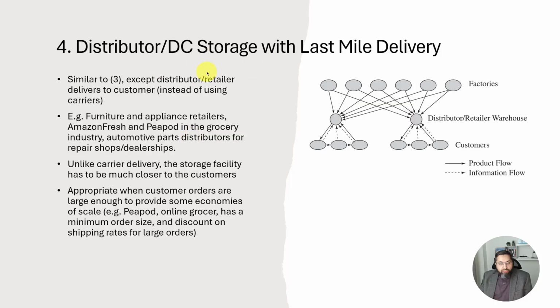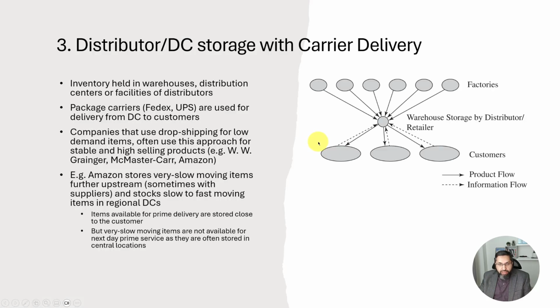Okay, so number 4 is very similar to number 3. In both cases, we added warehouses or distributors in the middle. But what's different is in number 3, we sent the packages by UPS or FedEx or our own package delivery service.